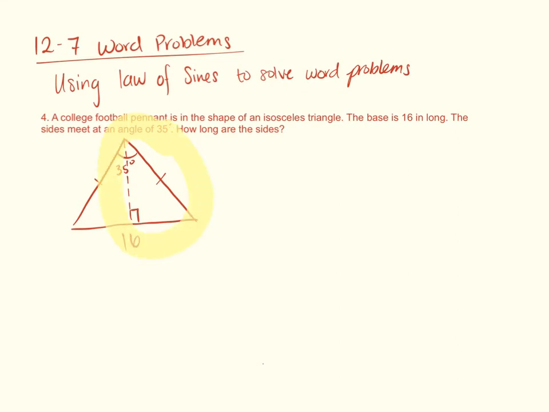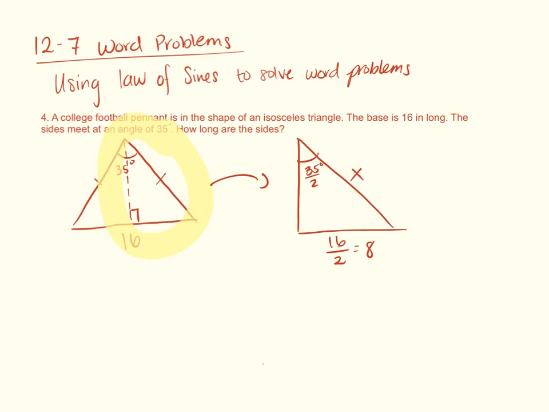Okay, so we're going to then put this out as, here's our right triangle. This is the angle 35 divided by 2. This is the base divided by 2, right? So that's going to be 8. And what we want to find is this value here on the hypotenuse.